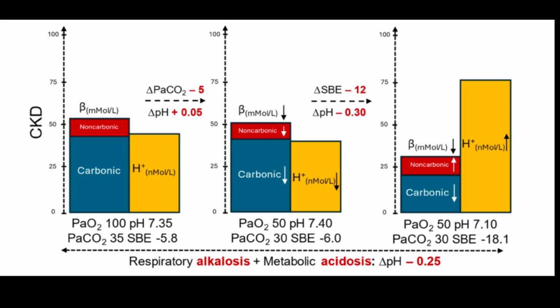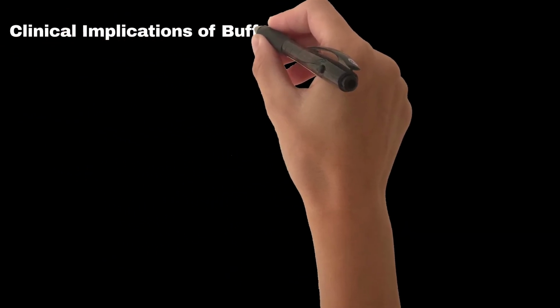Stable condition. Moderate buffer capacity with low PaCO2, pH is 7.35. Pneumonia. PaCO2 drops further, respiratory alkalosis, slight rise in pH to 7.40, buffer capacity decreases. Metabolic acidosis. Severe drop in SBE. pH falls to 7.10 due to low buffer capacity. Key point. CKD patients are vulnerable to sharp pH drops in acidosis due to limited buffering, needing prompt management in critical conditions.